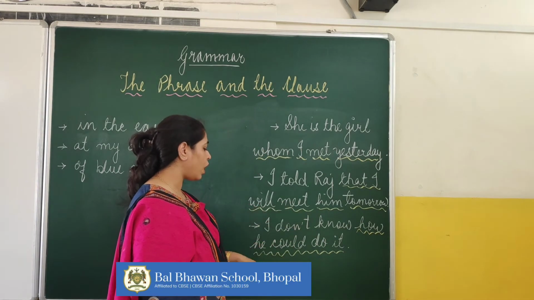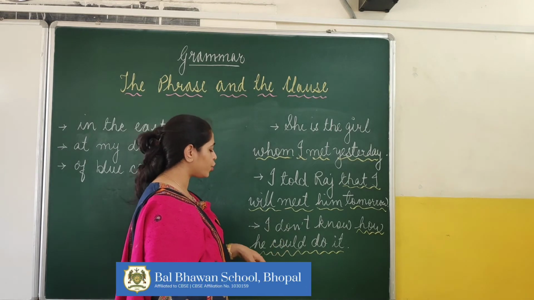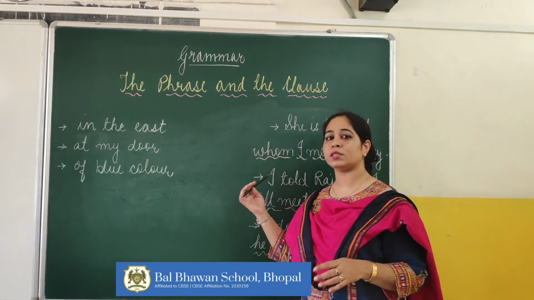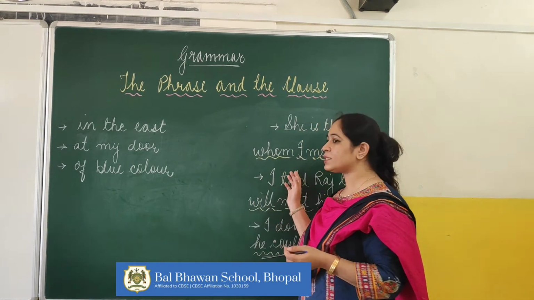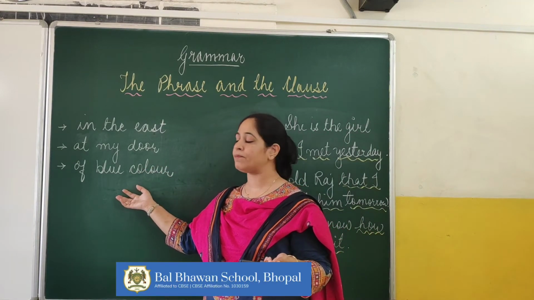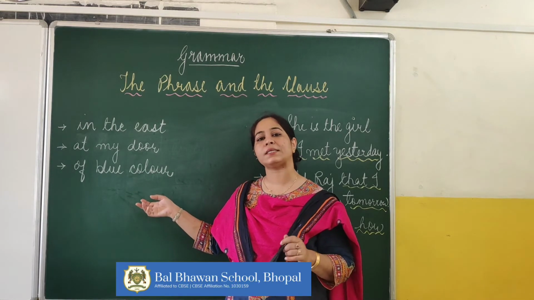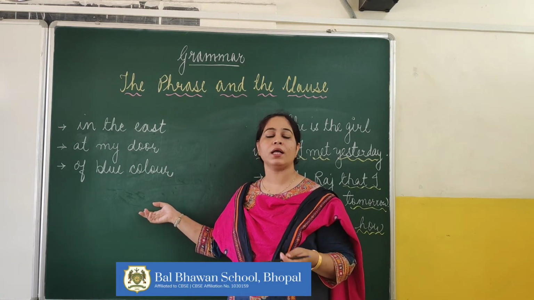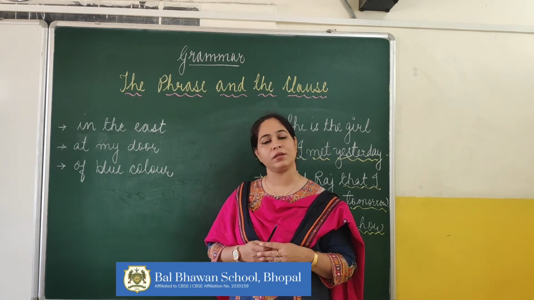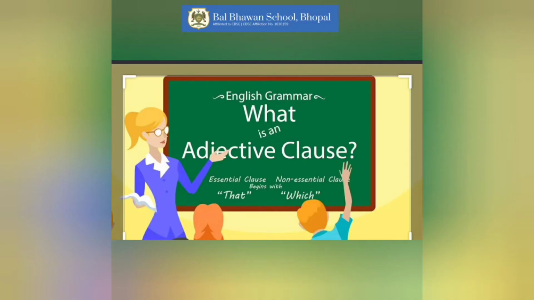Now, I don't know how he could do it. How he could do it again is a clause. So we can see that though they are both a group of words, the phrase and the clause, obviously a clause is a complete sentence, whereas a phrase is just a group of words. Now we will learn about the types of sentences, and we will also discuss the types of clauses, of which I have already shared videos on the adjective clause and the noun clause. Alright children, so we'll move ahead now.